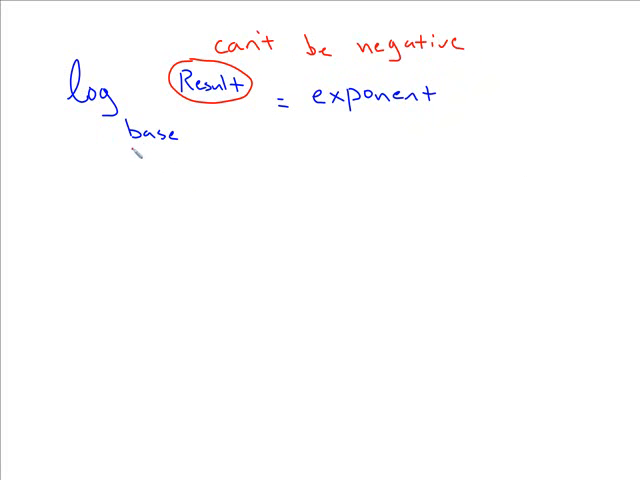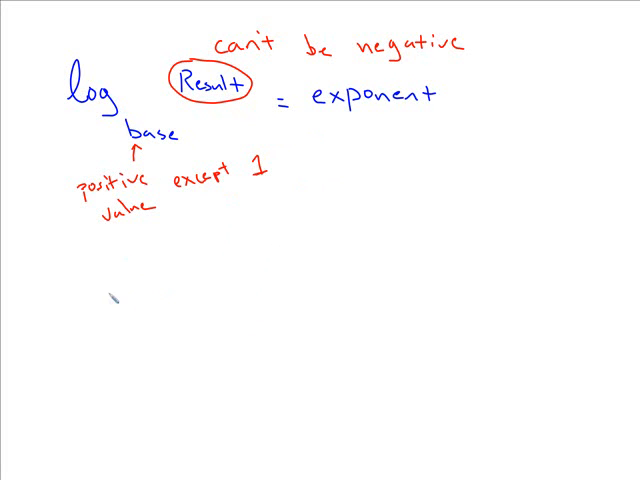The base is a positive. The base is pretty much always going to be positive, any positive value, except 1. So the base is always some positive value, except for positive 1. So keep that in mind regarding logarithms.